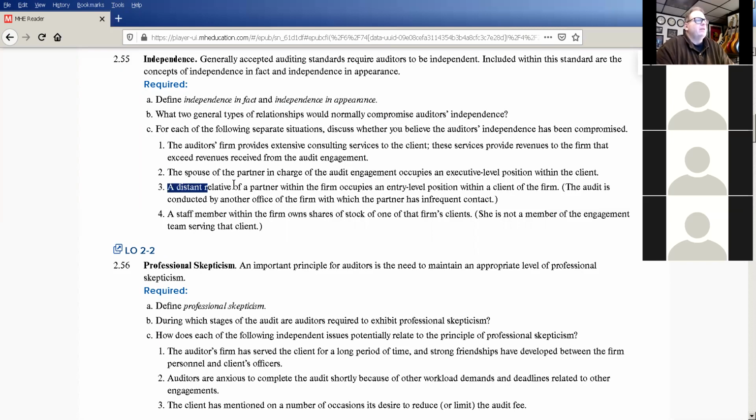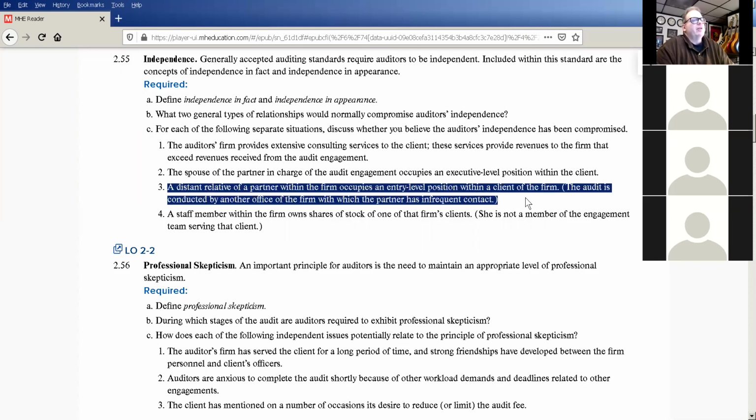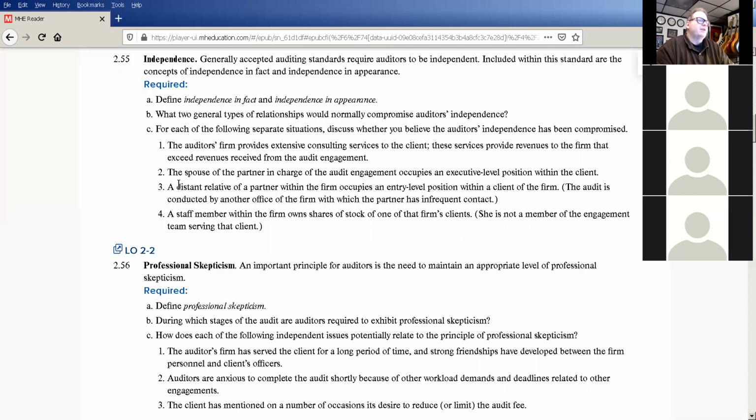Number three: a distant relative of the partner within the firm occupies an entry-level position with the client of the firm. The audit is conducted by another office in the firm, with which the partner has infrequent contact. I would say no. There's a few things here that knock it out. First of all, it's a distant relative. May not have ever even seen the person.